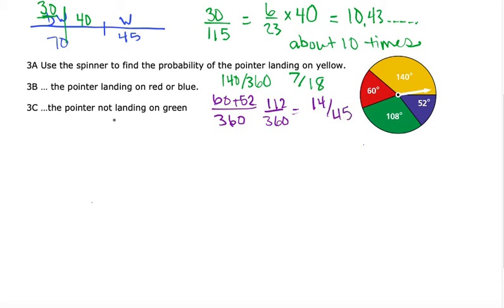And the pointer not landing on green, so that's everything but the green. So 360 minus 108, which is going to be 252. And I'm going to put that over 360. And it looks like if I reduce that, I get 7/10, or 70% of the time, it will not land on green. I know I'm going through this quickly, but I don't think this is anything crazy new for you guys.